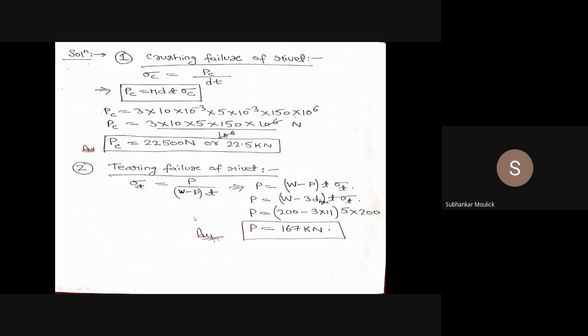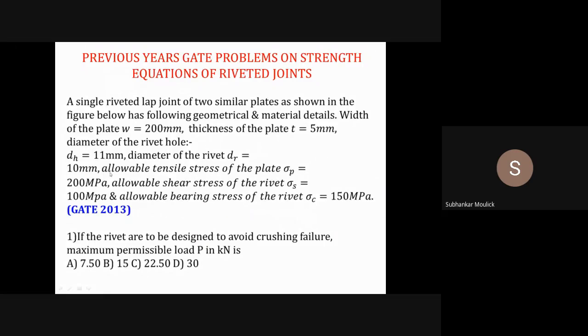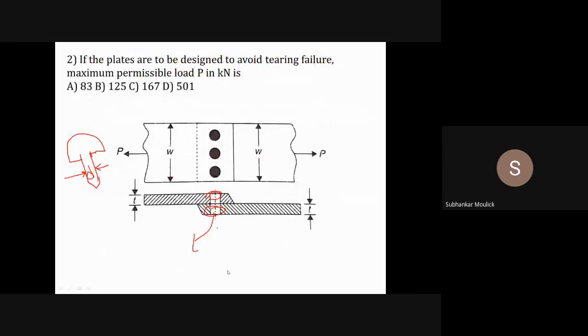Because how are we getting the pitch? The definition of pitch is the center distance between two consecutive holes drilled in a single row of rivets. So this P is 3 times the dia of the hole. The dia of the hole is given to you, that is 11 mm. Width is also given in the problem, 200 mm.